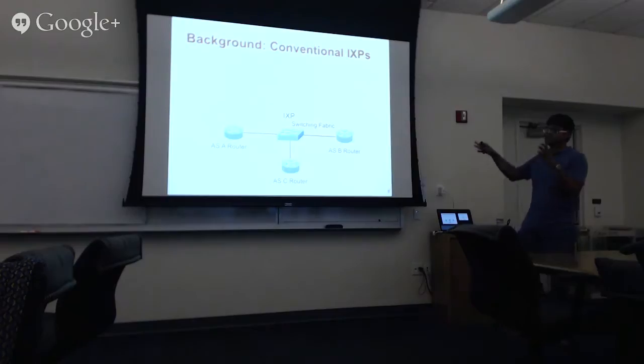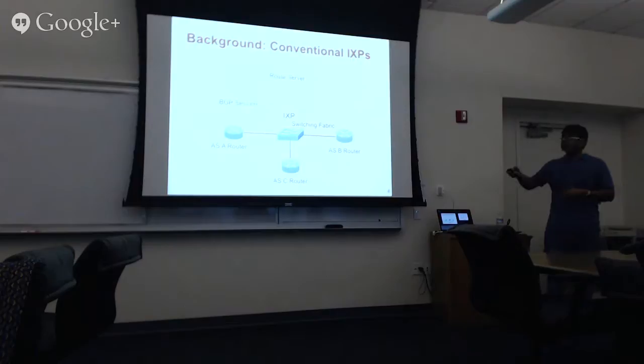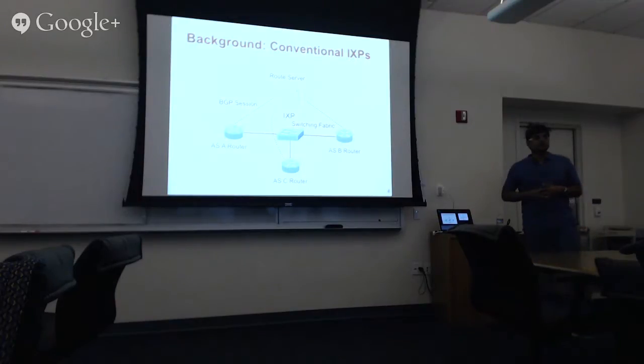So we have A, B, and C, different kinds of networks, which basically connect at this exchange point. They exchange the BGP routes, and they also exchange the traffic with each other. As the number of participants at the exchange point historically grew, they realized that they cannot have one-on-one BGP sessions with each other, so they came up with something called route servers.